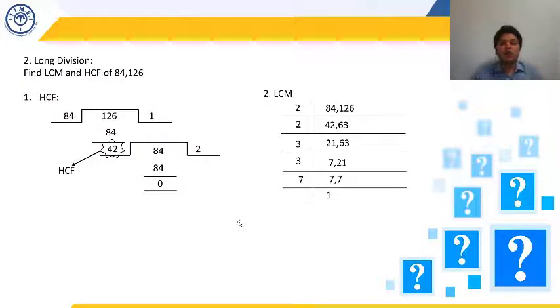So now what is the answer? The answer is the multiplication of all of these divisors. So 2 into 2 into 3 into 3 into 7 is my LCM, or 4 into 9 into 7 will become my LCM, which is 252. I hope most of you know this method to get the LCM of the given numbers. Okay, clear? So these are the basic methods to get the HCF and LCM of the given numbers.